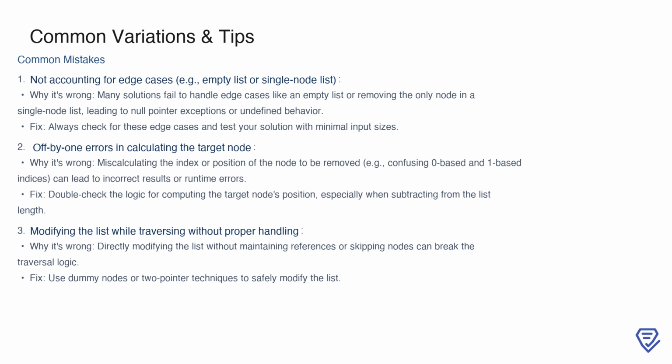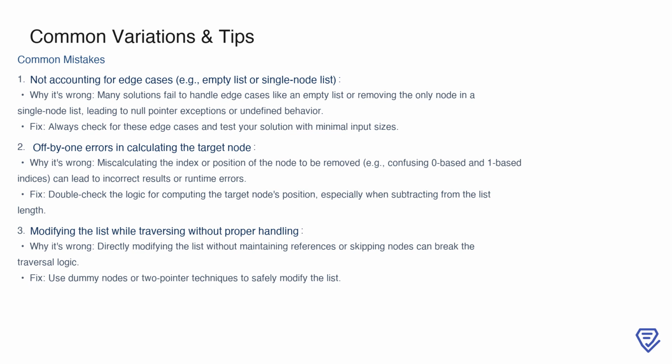Another common issue is off-by-one errors when determining the target node. For instance, confusing zero-based and one-based indexing can result in removing the wrong node or causing the program to crash. Always double-check your logic for calculating the position of the node to be removed.